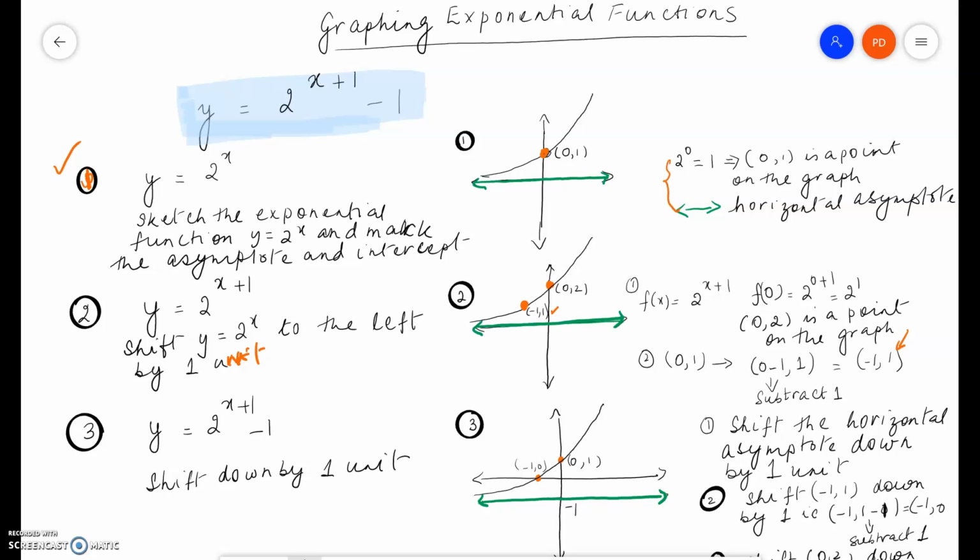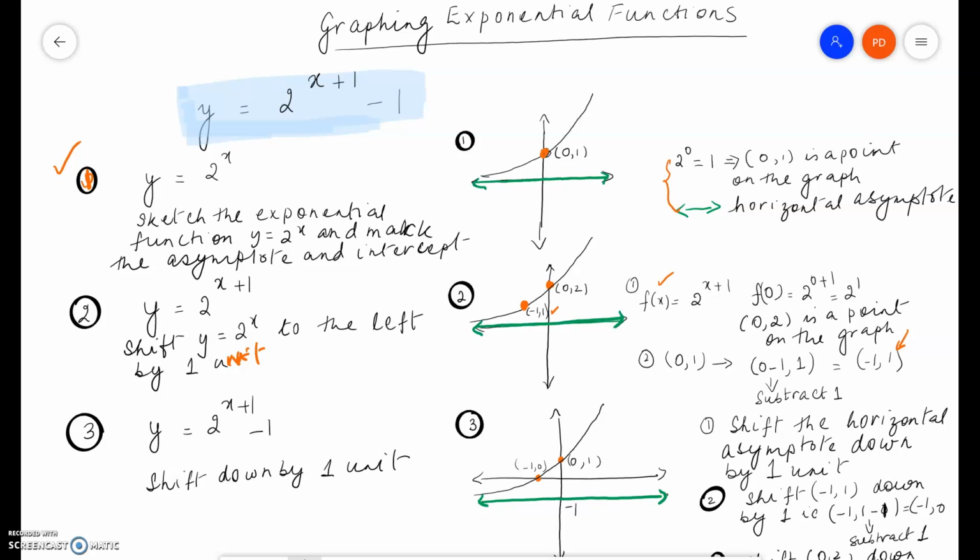Now, in order to sketch the graph, we know the horizontal asymptote, but there's one more important point it would be nice to mark, and that is the Y-intercept. How do we find the Y-intercept? By substituting 0 into the function. When I plug 0 into f of x equals 2 to the x plus 1, we get 2 to the 0 plus 1, which is 2. So 0, 2 is a point on the graph. We mark that point and then sketch the graph of y equals 2 to the x plus 1.